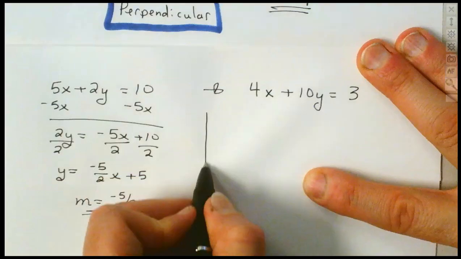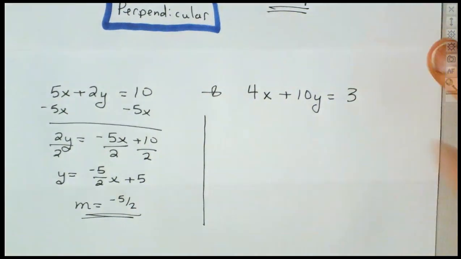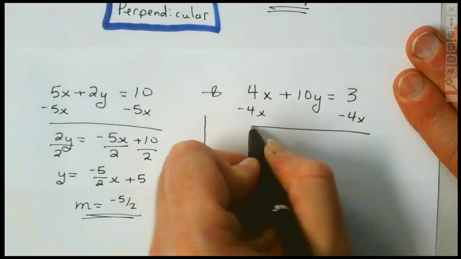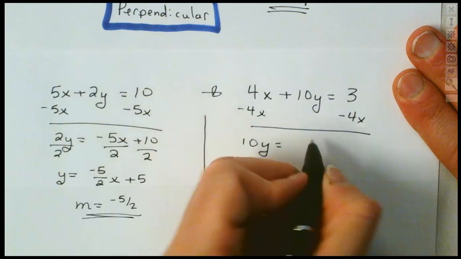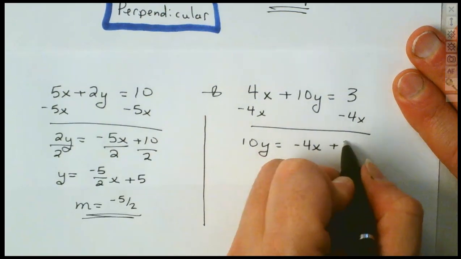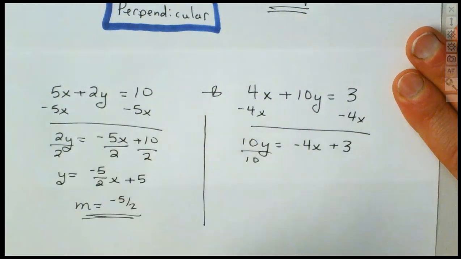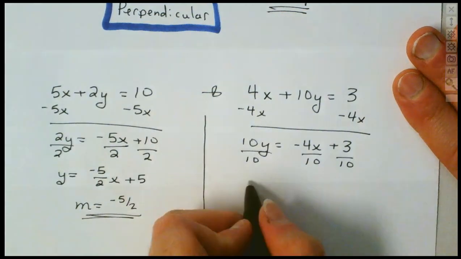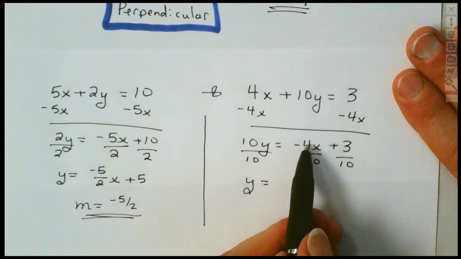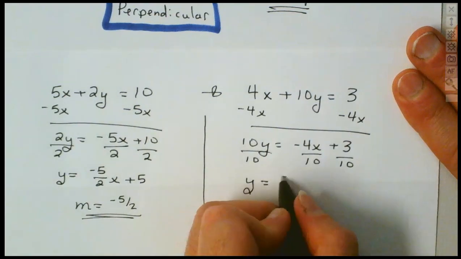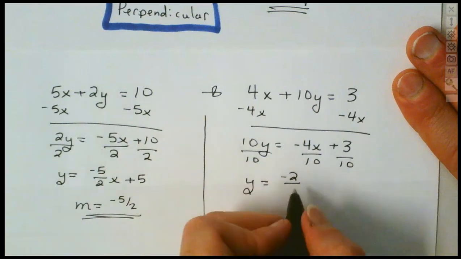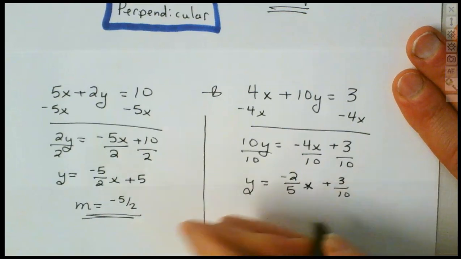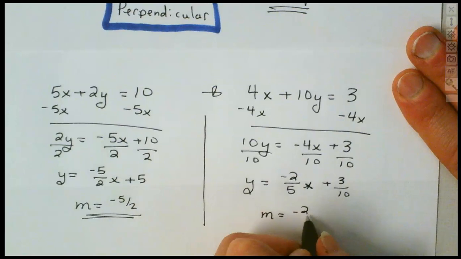We've got to do the same thing for the one on the right. So we're going to move our 4x over again. 10y equals minus 4x plus 3. We're going to divide by our 10. And we've got to reduce these down. You must reduce them down. 4/10 reduces down to, and it's negative, 2/5 x. 3/10 does not. My slope is minus 2/5.